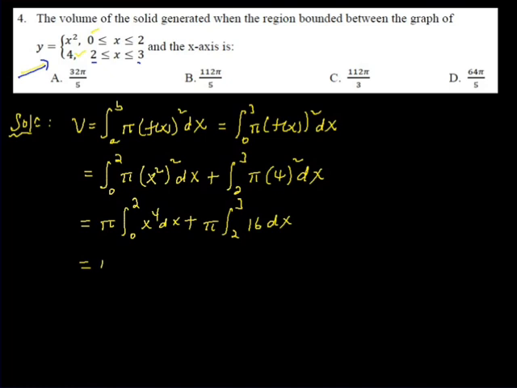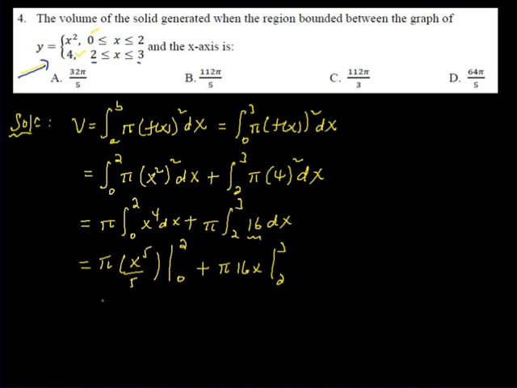Now this becomes pi times x to the power of 5 over 5, which is the integral of x to the power of 4. This will be evaluated from 0 up to 2, plus pi times the integral of 16, which is 16x. This will be evaluated from 2 up to 3.